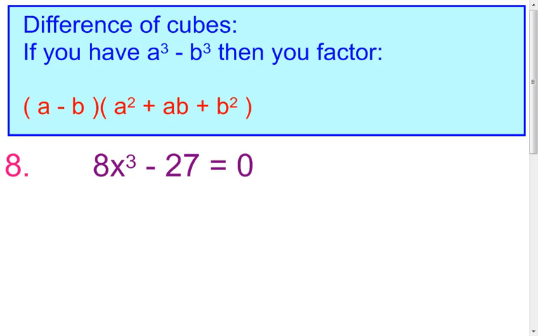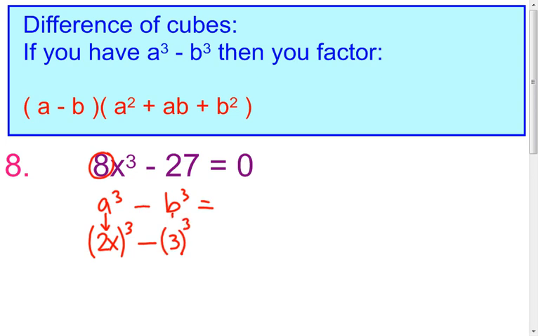All right, similarly here, now we've got one. And again, if we write our formulas down, this is a cubed minus b cubed. Now, here's what I want you to think about. The cube root of 8 is 2. So this is 2x cubed, just so you know. So do you see how a is 2x? A is 2x. 2 cubed is 8, and x cubed is x cubed. Minus. And then the cube root of 27 is 3. So this is 3 cubed. So b is 3. Okay?